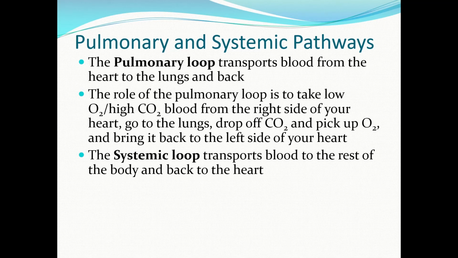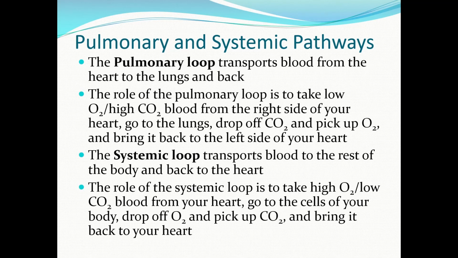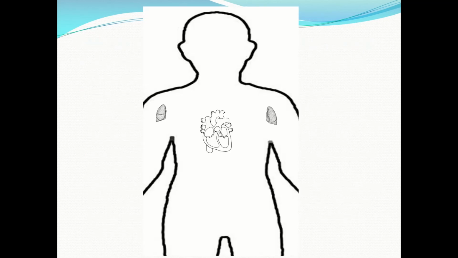And then the other loop is your systemic loop. Your systemic loop transports blood to the rest of your body. The role of this loop is to take high oxygen, low CO2 blood, drop that oxygen off to your cells, pick up CO2 and bring it back to your heart, where it can start all over again. So I'll draw a little example of that.